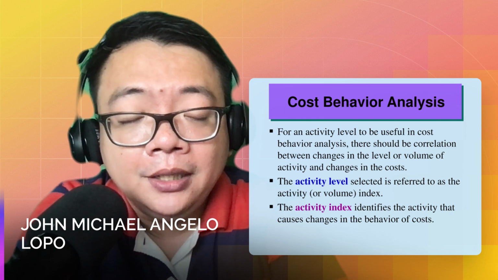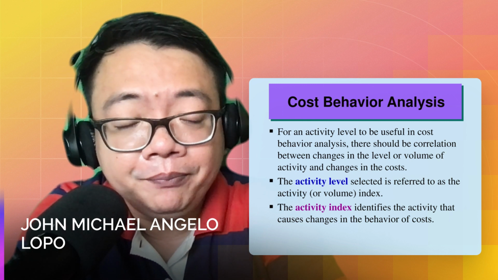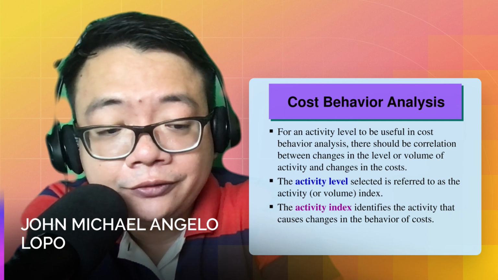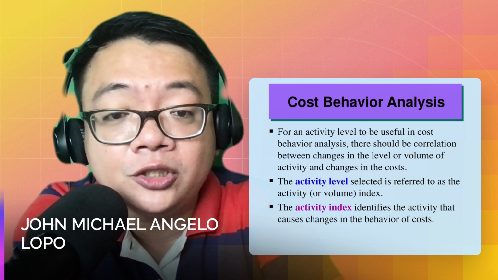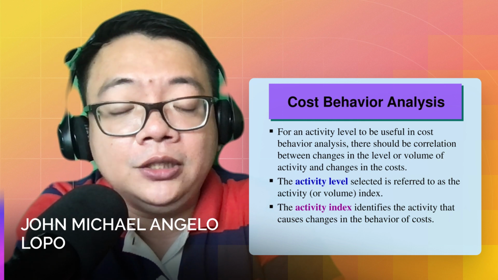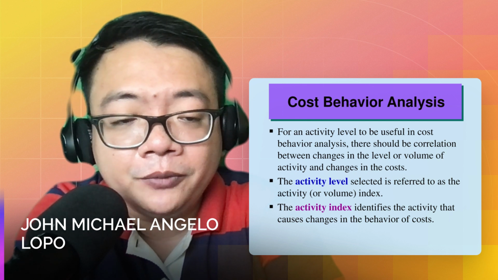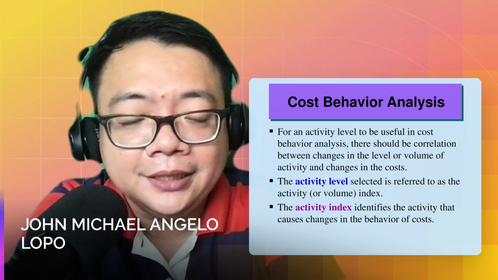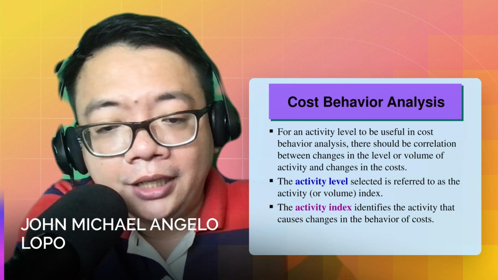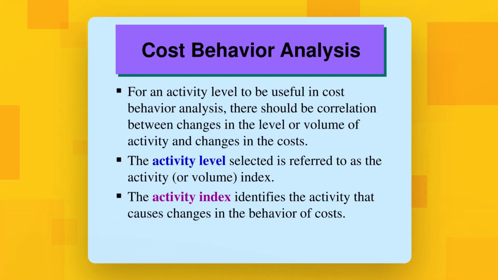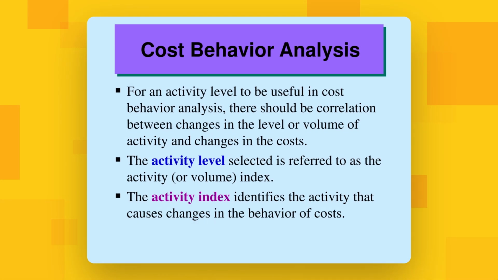That's why in the CPA board exam, all right? In terms of the cost that will respond to the activity level, it would depend on the number of sales or number of pesos, all right, that you will be able to sell. All right, that's why here class, your activity index also identifies the activity that causes changes in the behavior of your cost.